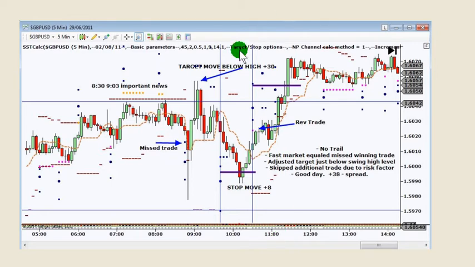Missed the trade, moved my target, moved my stop, only got +8. There's a fast market, I couldn't get in this trade. I adjusted my target below this, smart move, right? The art of trading right there. I skipped an additional trade because of my risk factor, right? Stuck to my own personal trade plan. Overall, a good day. And print this out.